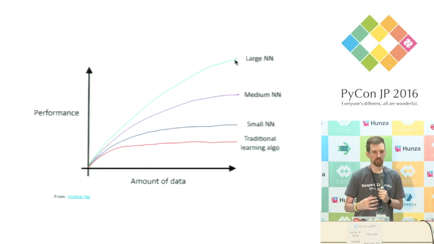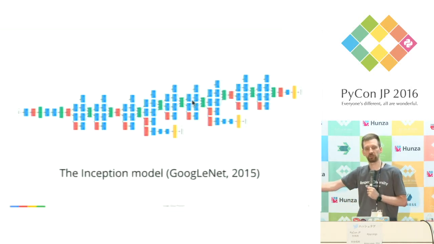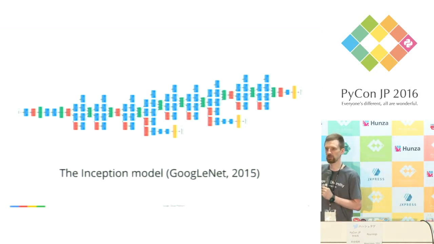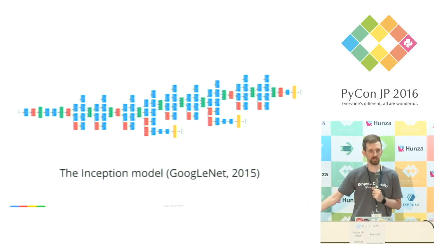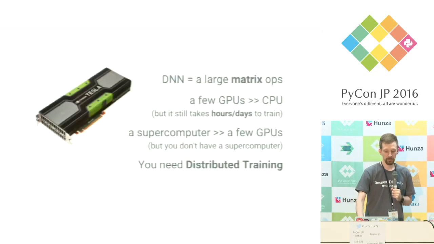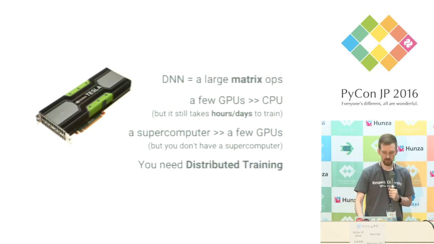So we basically can't just cut this in half and deal with it by doing less work, because we don't get enough accuracy. We don't get the value that we want out of it. So we have to have these large neural networks. But training them is very, very difficult. So what people do is they tend to use GPUs a lot.